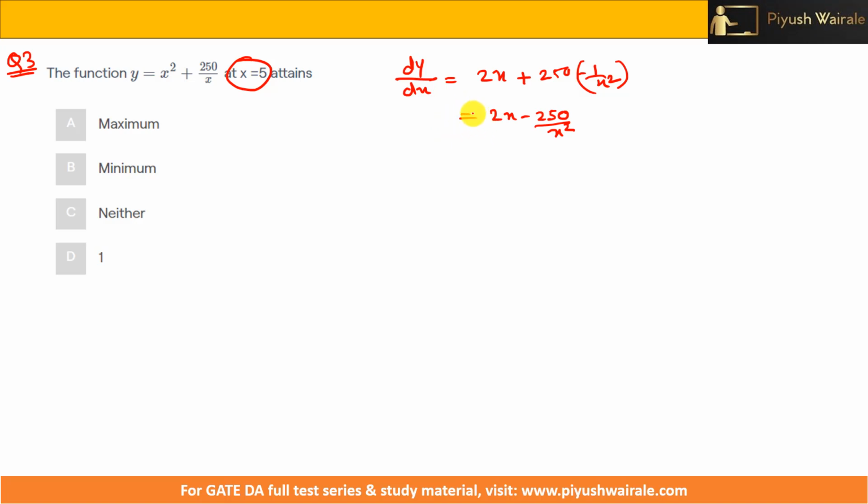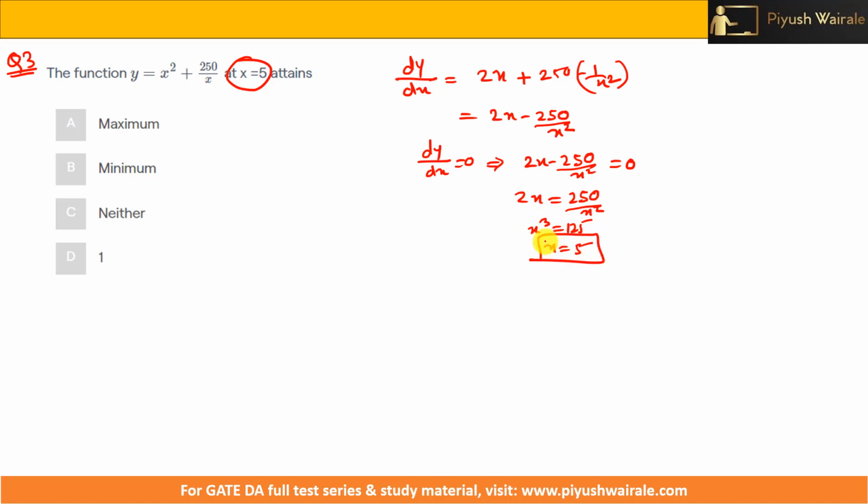So just equate it to 0 to find out the stationary point. So what I will get, dy by dx equals to 0. So basically 2x minus 250 by x square equals to 0, right? So 2x equals to 250 by x square. It is basically x cube equals to 125 and x equals to 5, right?